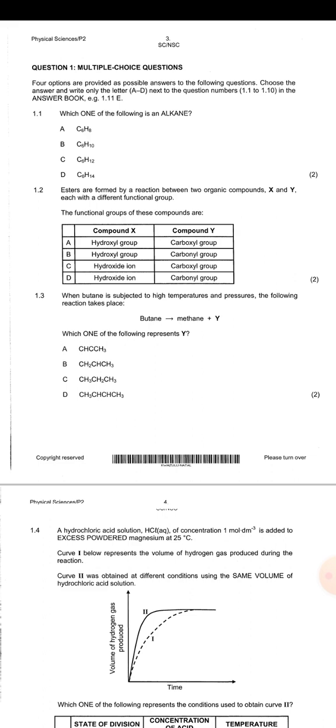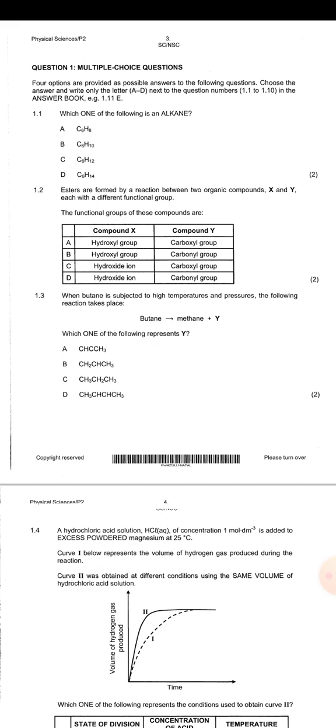Now, how do you know, since those 3, let's say you didn't know that this is an alkene, well, what you can do is estimate, draw your butane, draw your methane, then you'll know Y, because so far we know how many carbons Y has.